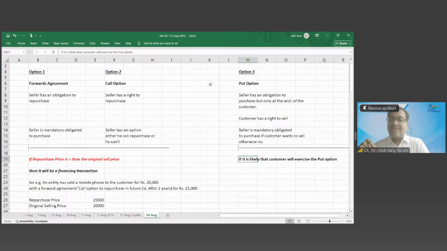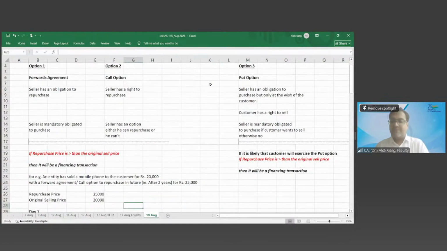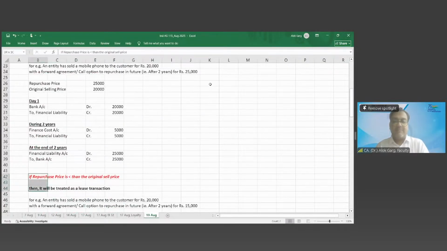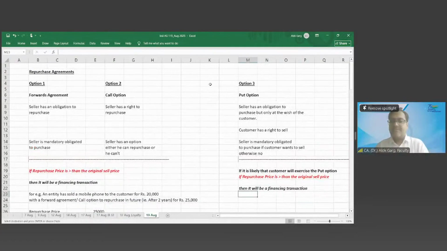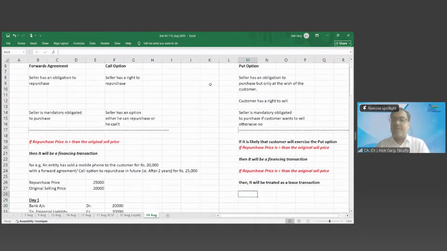So if it is likely that customer will exercise the put option, then what will be the accounting? Then the same accounting what we have read in the forward agreement and call option. In this case, if repurchase price is greater than the original selling price, then it will be a financing transaction. If repurchase price is less than the original selling price, then it is a lease transaction. Same accounting will be followed as in forward and call option.